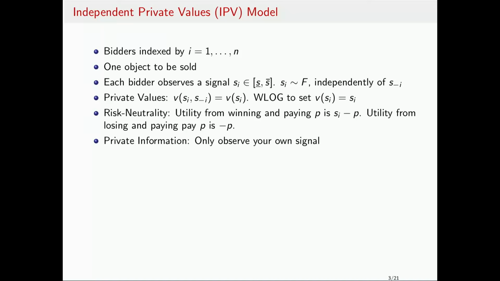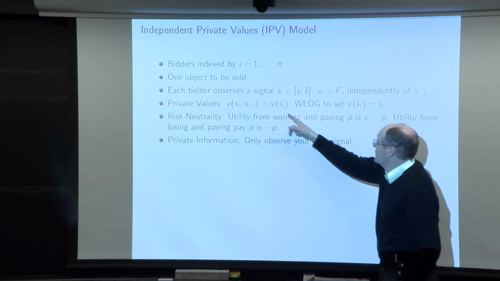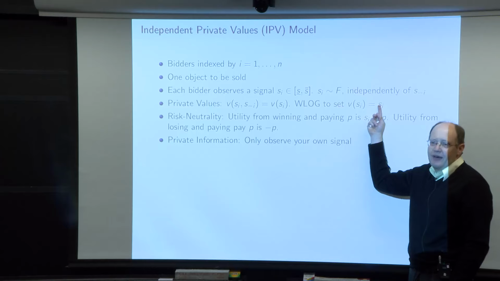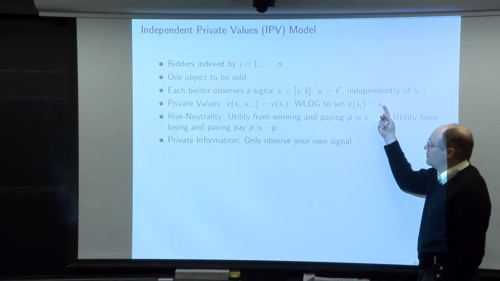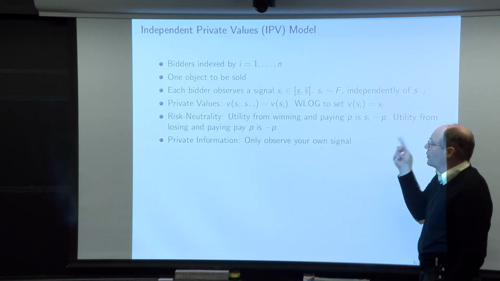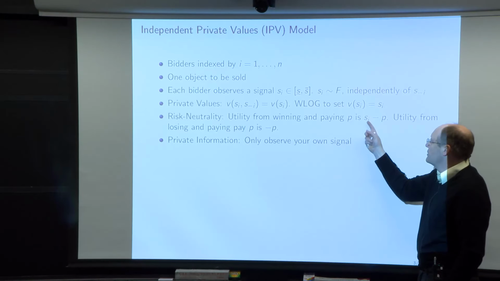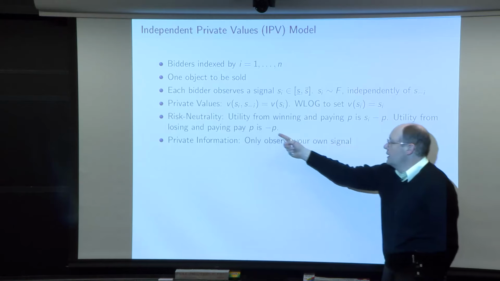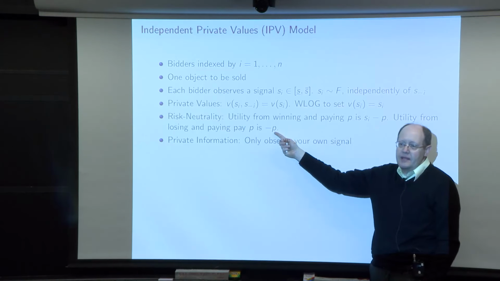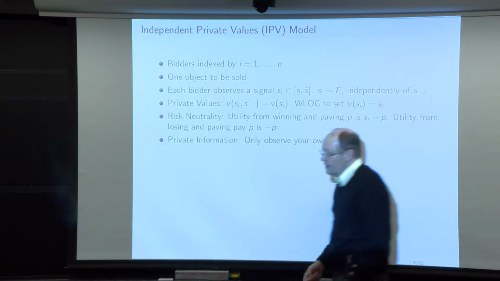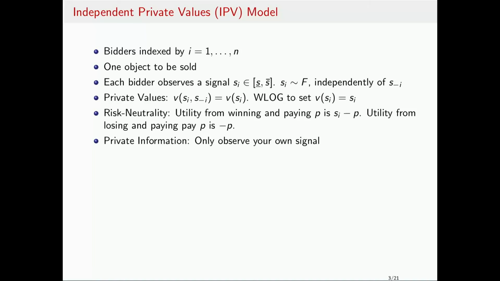Once you have the private values model, where your value only depends on your own signal, it's without loss of generality to say the signal is your value. That's what we're typically going to do: everyone just observes their own value. We're going to assume that bidders are risk neutral. That is, you get a value of S minus P if you win the auction at a price of P. If you were to lose and be forced to pay P, either as an entry fee or something else, then your utility would be negative P. And the bidders are only going to observe their signal.